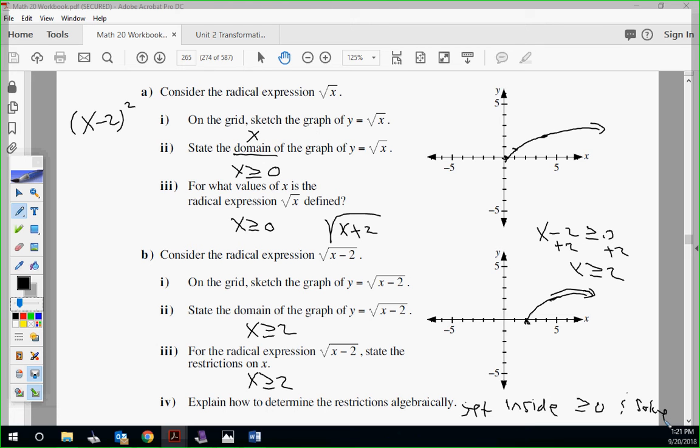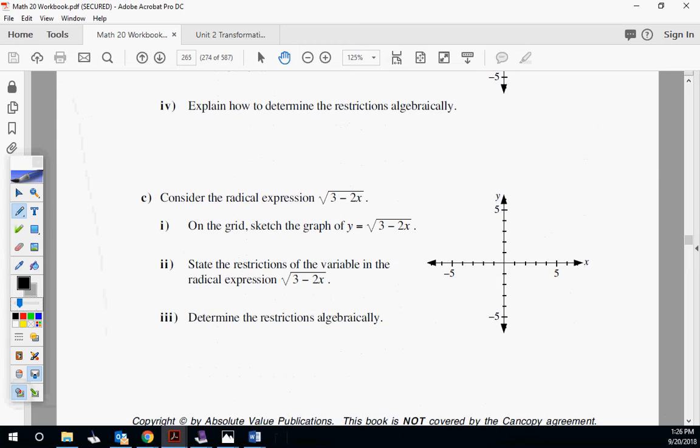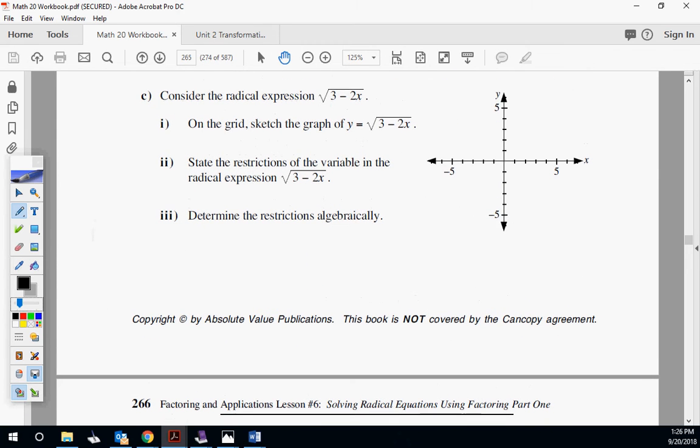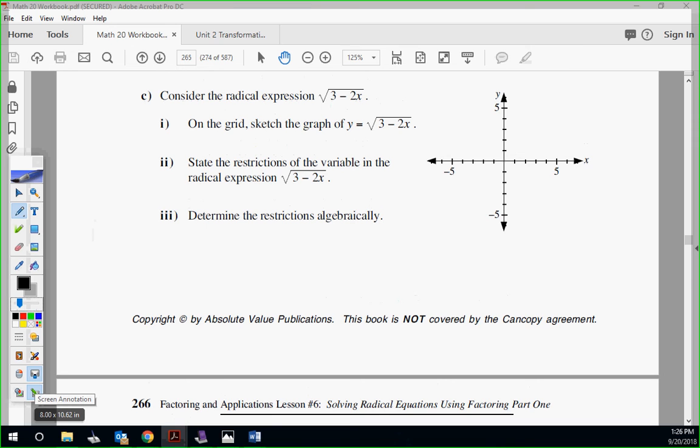Okay, we have one more function to look at, and then we're going to have some examples. So, consider our expression 3 minus 2x. Now, where this one gets tricky, it's a minus 2x, so the x now has a negative on it. So that does make things a little bit complicated. It's going to flip it over, going the other direction now. So why? On the grid sketch, well, let's just try some points.